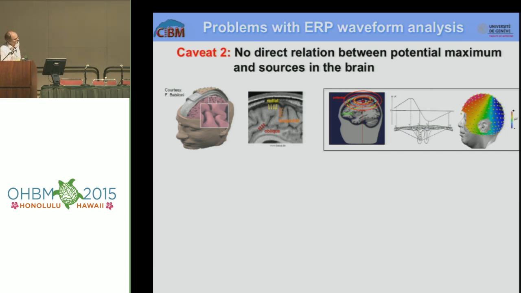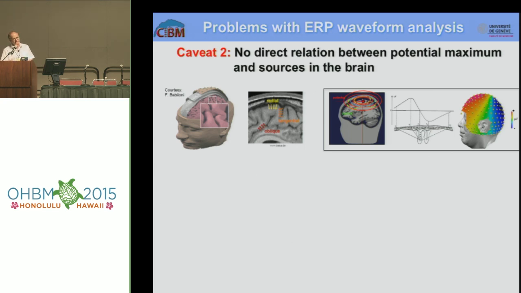Another problem with this type of analysis, done up to now by measuring just amplitude differences between electrodes, is that there is no direct relation between the potential maximum, where you saw maybe the maximum of your peak of the component, let's say the P300 component, and the sources in the brain. So to just select the electrode that had maximum amplitude and think that is the one we have to analyze and compare between conditions doesn't make a lot of sense when you want to make interpretations about where it came from.